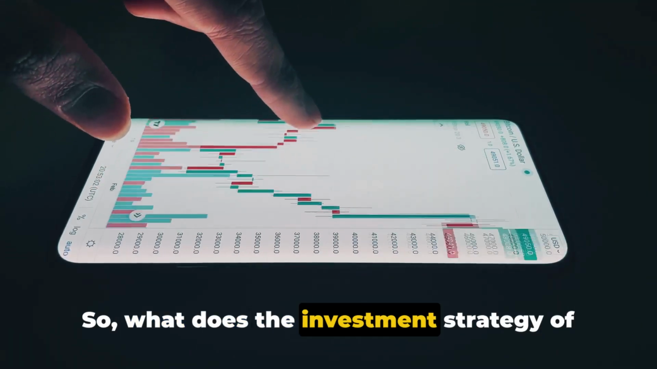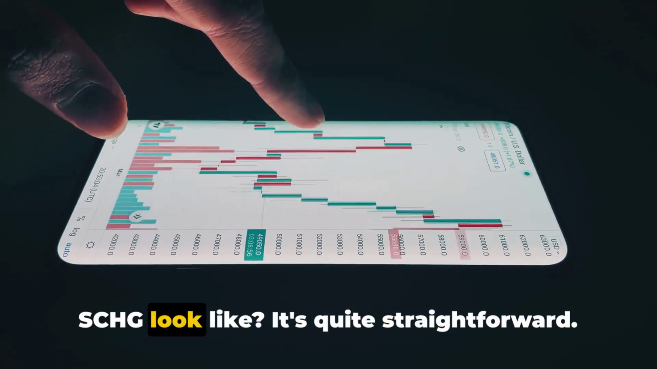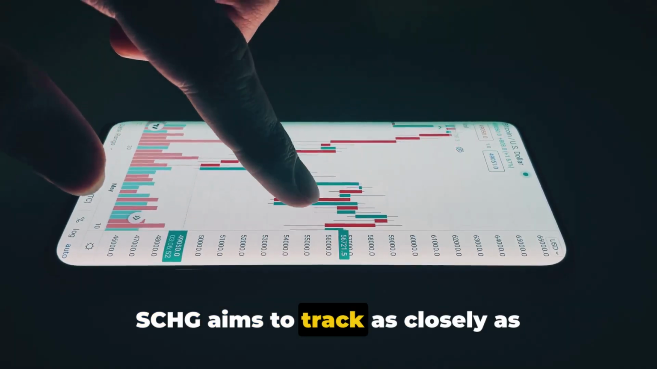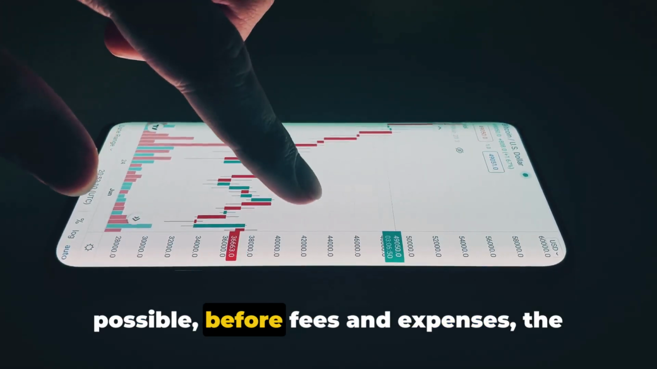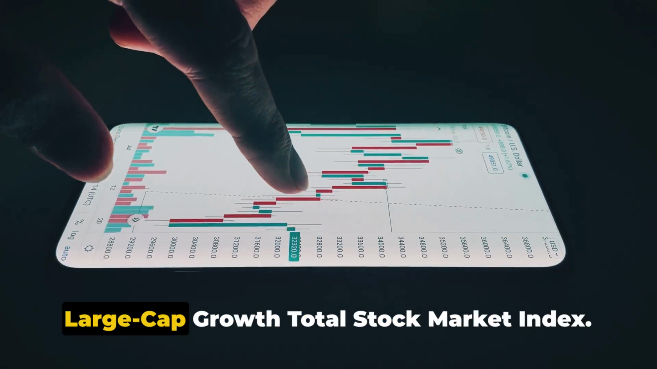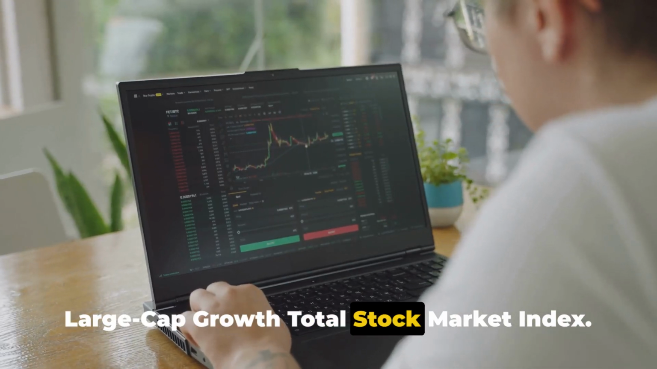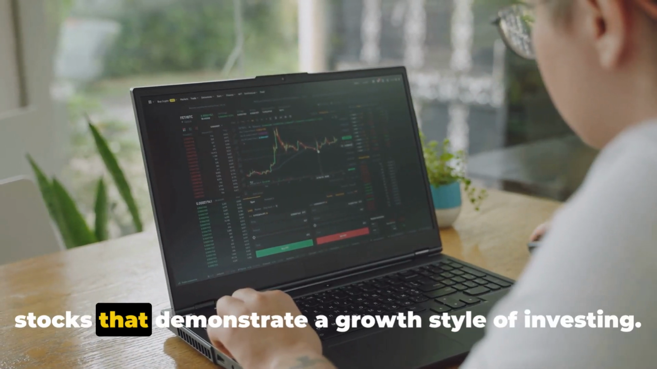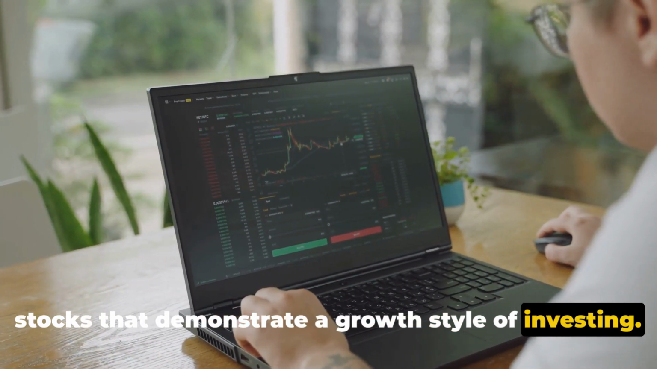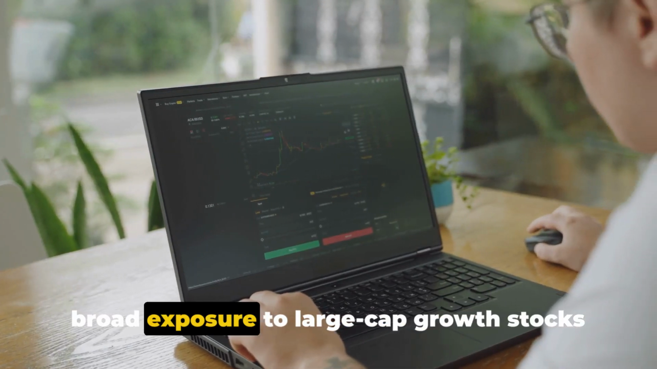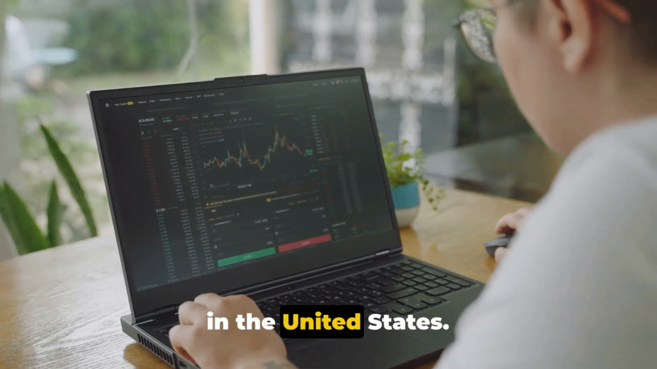So what does the investment strategy of SCHG look like? It's quite straightforward. SCHG aims to track as closely as possible, before fees and expenses, the total return of the Dow Jones U.S. Large Cap Growth Total Stock Market Index. This index is made up of large-cap U.S. stocks that demonstrate a growth style of investing. By mirroring this index, SCHG offers a broad exposure to large-cap growth stocks in the United States.